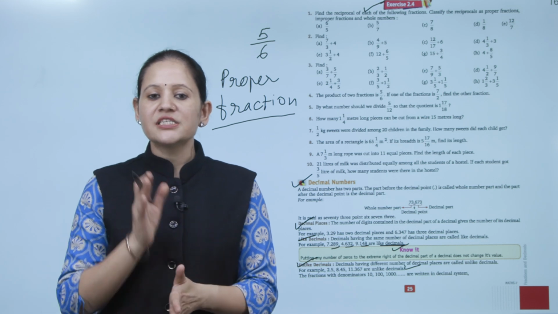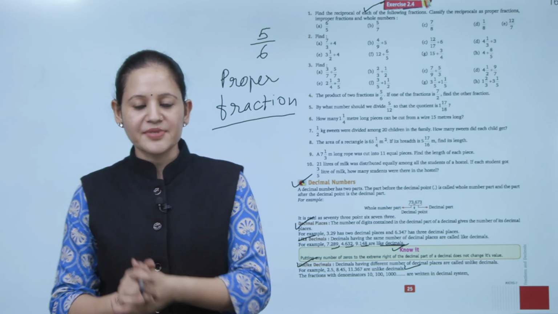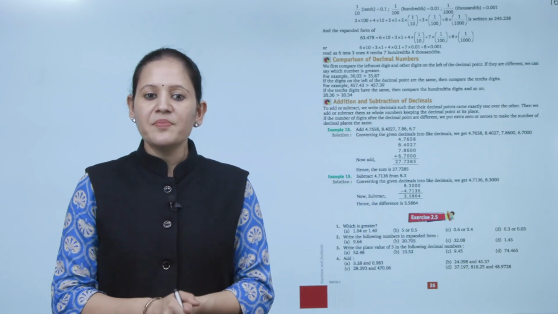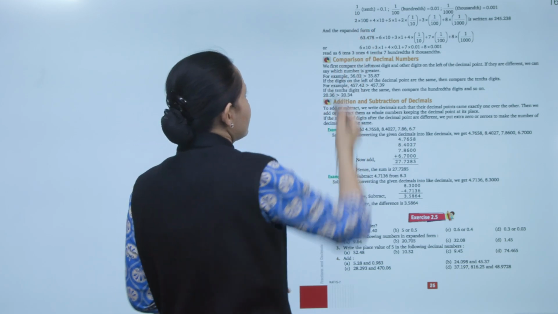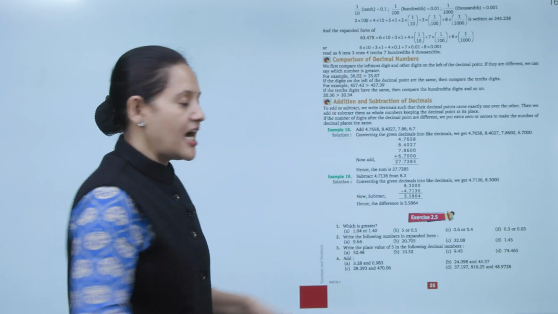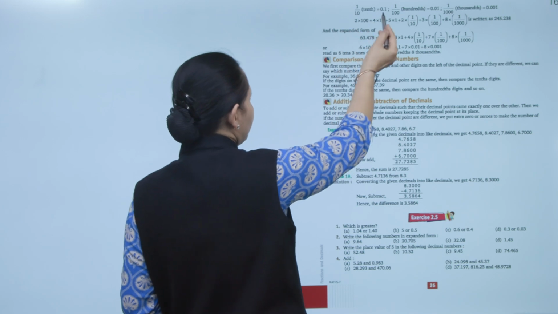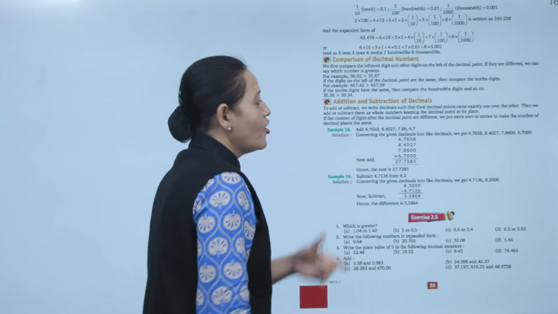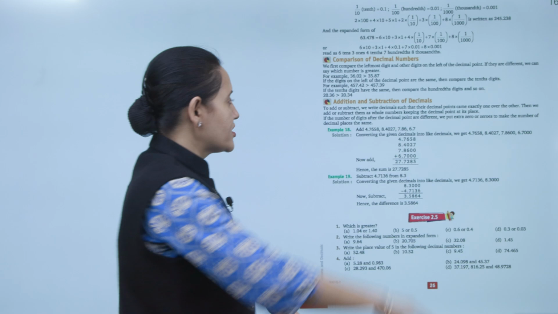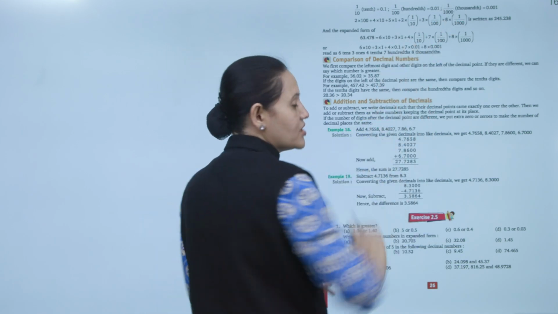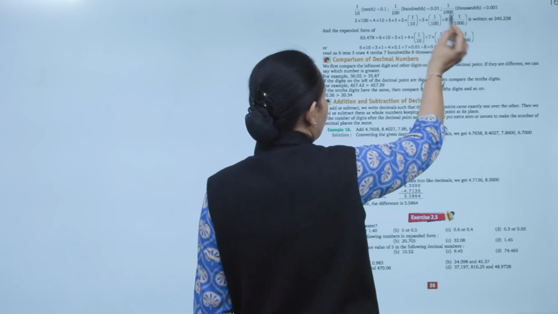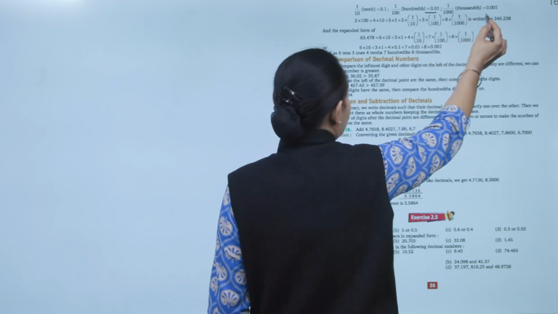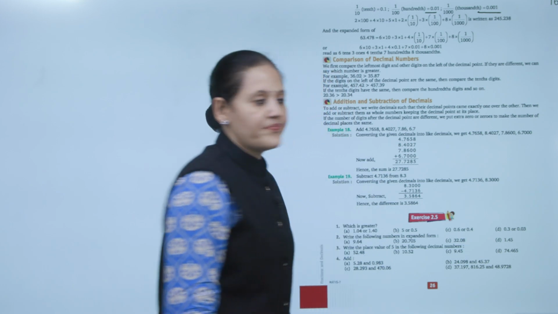Fractions with the denominator 10, 100, 1000 are written in the decimal system. 1 by 10, tenths, is equal to 0.1. There is 1 zero in the denominator, so what we will do is, in the numerator, after 1 digit from the right-hand side, we will put the decimal. So that is equal to 0.1. 1 upon 100, 2 zeros, start from the right-hand side, and in the numerator after 2 digits we will place the decimal. There is only 1 digit, so we will add 1 zero, 0.01. And 1 upon 1000 is equal to 0.001.